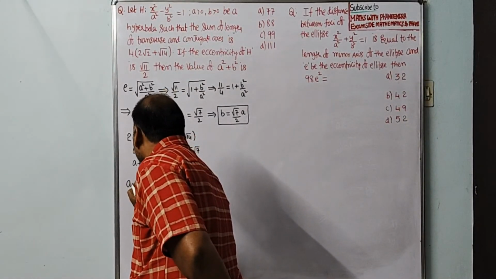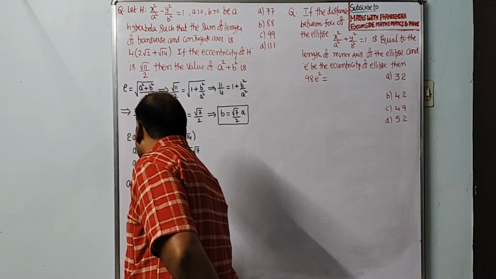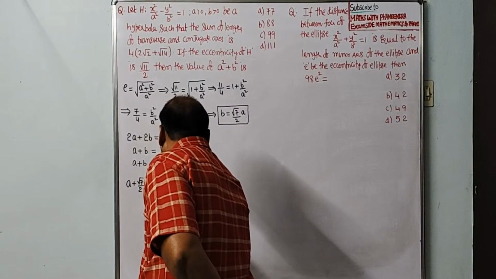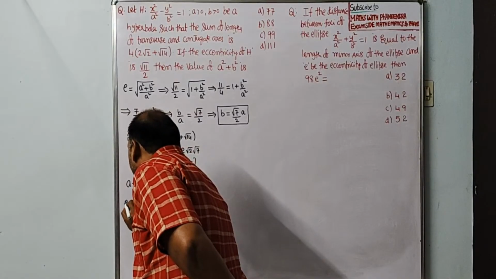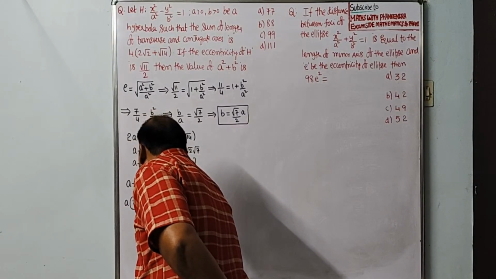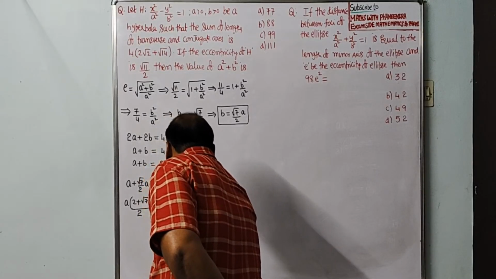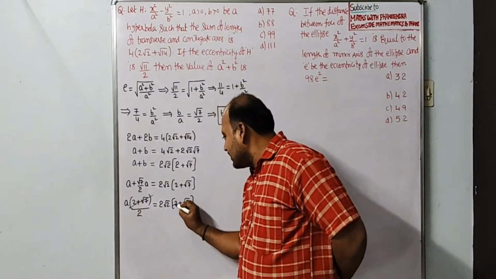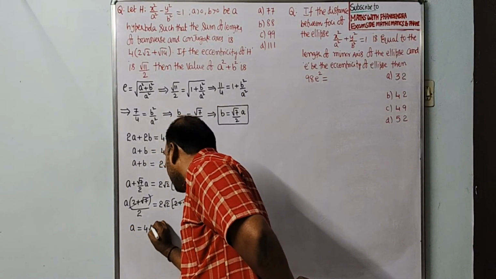So a plus, in place of b, substitute root 7 by 2 a, is equal to 2 root 2 into 2 plus root 7. So take LCM and simplify. Here a also take common. a into 2 plus root 7 divided by 2 is equal to 2 into root 2 into 2 plus root 7. Am I right, dear students? Are you able to catch here? 2 plus root 7, 2 plus root 7 get cancelled. Cross multiply. a is equal to 4 root 2.